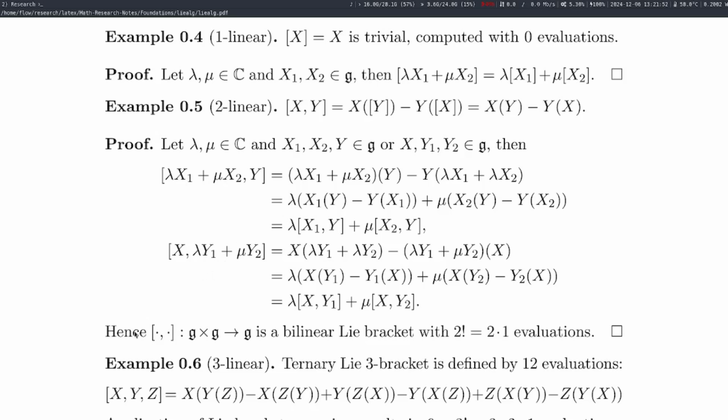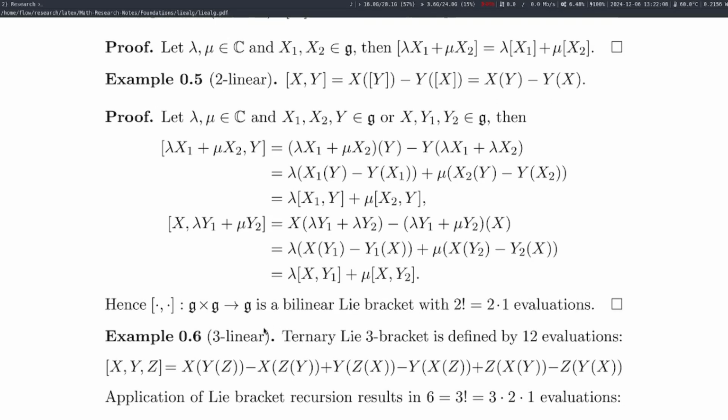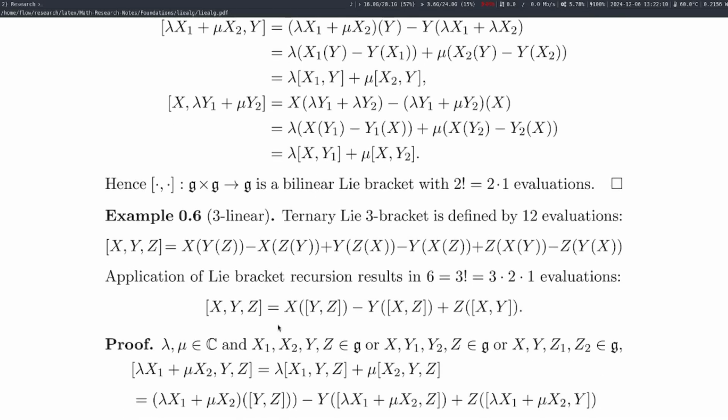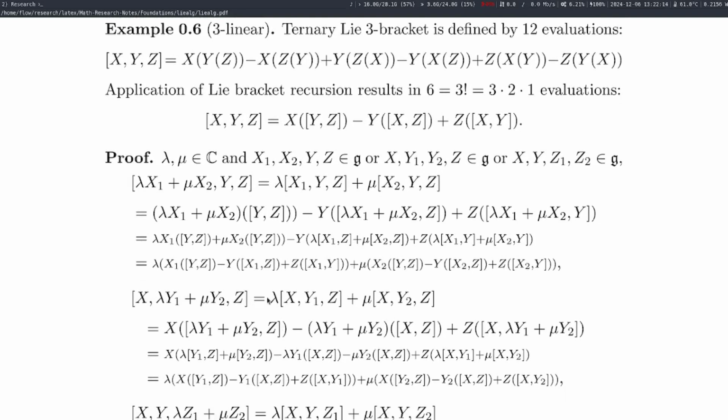And so that means it's a bilinear Lie bracket, and it uses basically 2 evaluations, or 2 factorial. And this is very well known, but this is one of the simpler examples. And now we go on to look at less traditional cases.